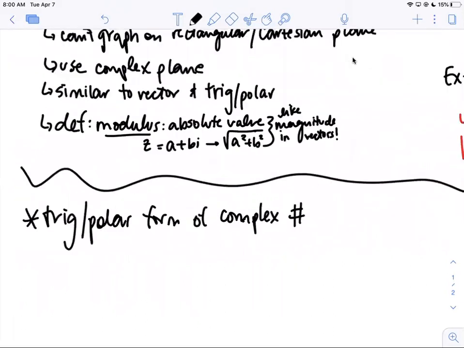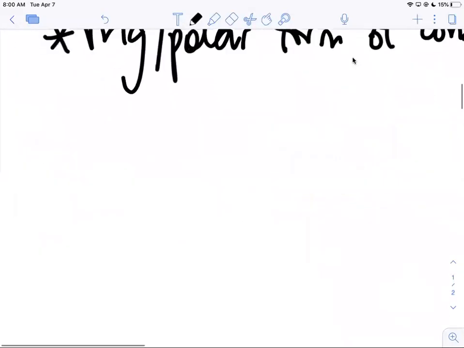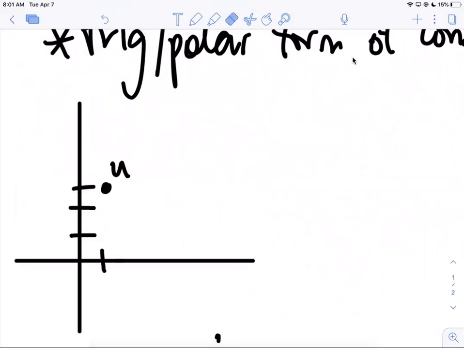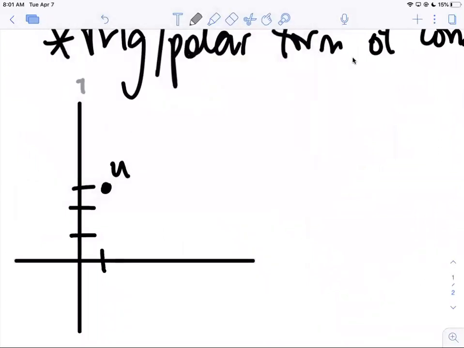We have to remember a couple things from before, and we have to look back at our graph. So if I'm going to copy this graph over here for the purpose of this example, we had our little axis, and we're just going to do U, which was 1 plus 3i. U was somewhere right about here. This is my i-axis. This is my real number axis.